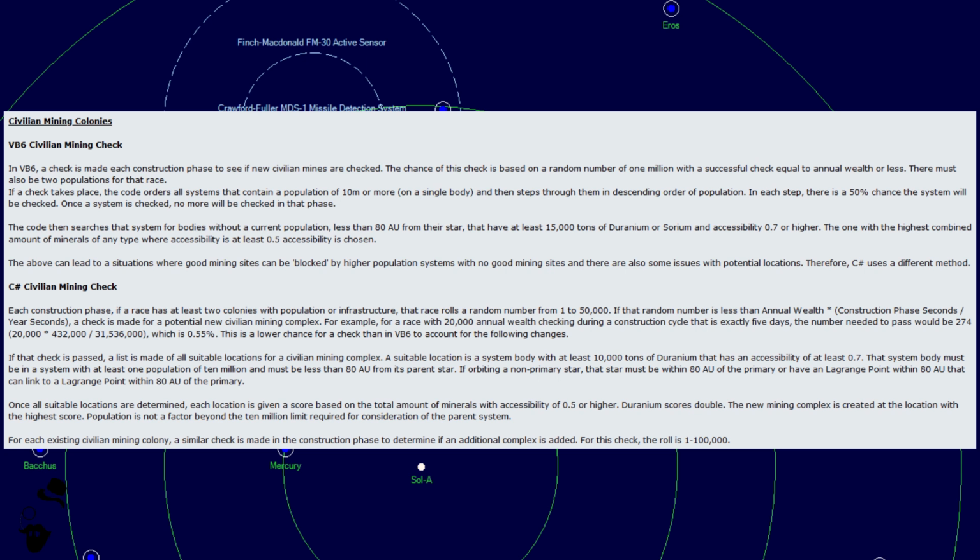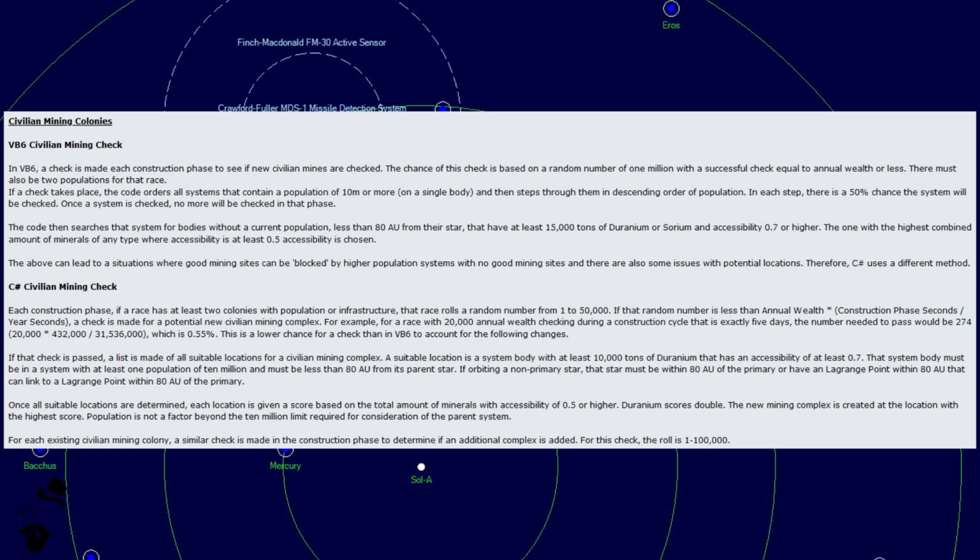So large uranium deposits are going to get hit more often, which means that CMCs are going to be focusing a lot more on uranium than anything else, and they're not going to be focusing on sorium anymore. If they pick up other materials, well, that's just gravy. So I am very, very pleased with this change because in VB6, you didn't want CMCs because they're trash. But in C#, it's not as big of a concern because you want your civilian economy to grow. So overall, this is a very, very good change.